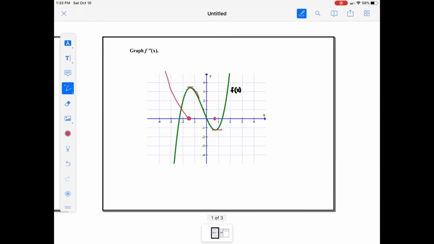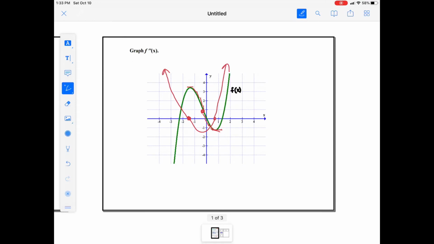And then here, negative, more negative, and then right here, it switches gears and becomes less negative. Negative, more negative, switches gears, then like so. And then the last piece is positive, becoming more positive. So this would be the graph of F prime.